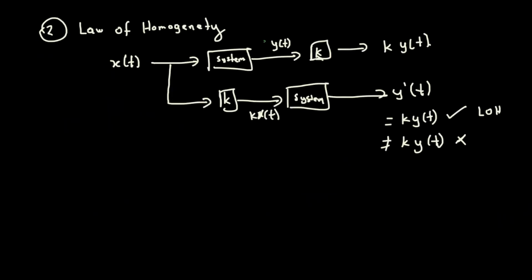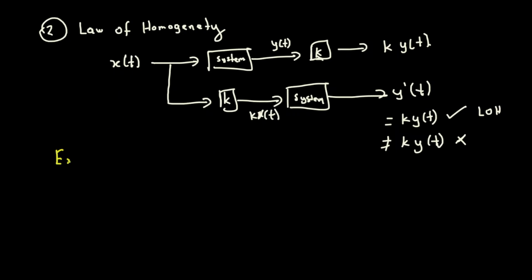Similarly, if you multiply the output by a constant, that should be equal to when you multiply the input by the same constant. If it's equal, then it's a linear system. If it's not equal, then it's a non-linear system. So let's look at an example so you will understand it better.